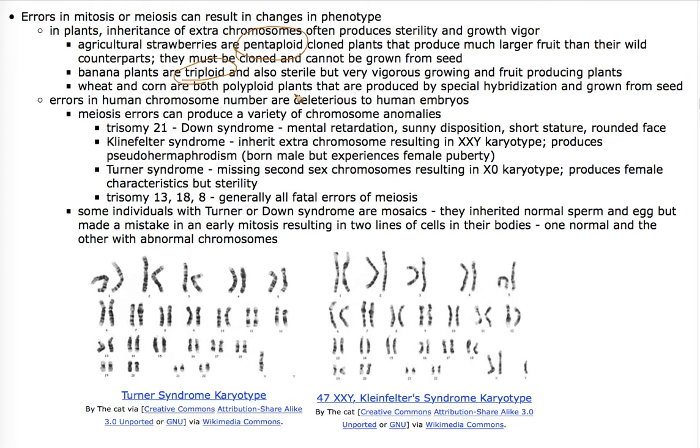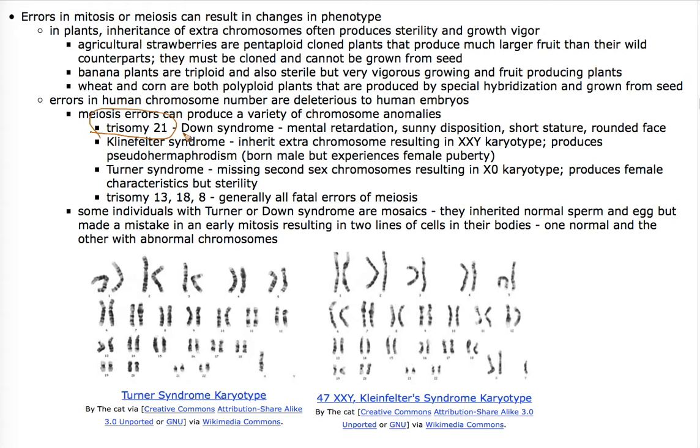Wheat and corn are both polyploid plants and are made by a really special hybridization process. They are grown from seed, but often when they grow up and make big tall plants, the plants themselves don't reproduce well. So errors in chromosome number are usually very bad for animal embryos. Errors in chromosome number in plants are in the long run bad, but in the short run, they do make some vigorous growing offspring. There's a few chromosome anomalies in humans that are tolerable.